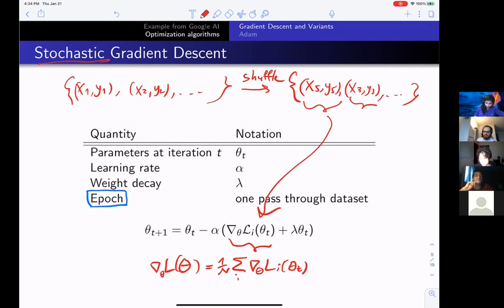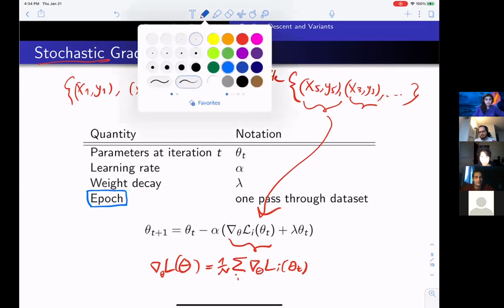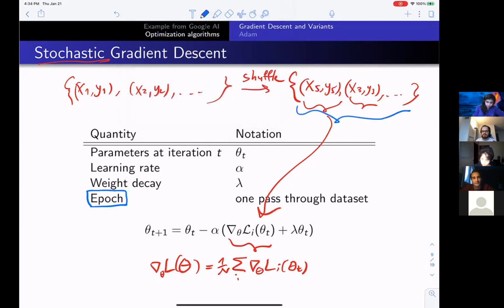And an epoch, important word to remember, means that you have passed once through the whole data set. And usually the way optimization works is that you take your data set, shuffle it, go through all the examples once, then shuffle it again, go through all the examples again, shuffle the data set again, go through all the examples again, and so forth. So now the number of epochs is usually somewhere in the hundreds.